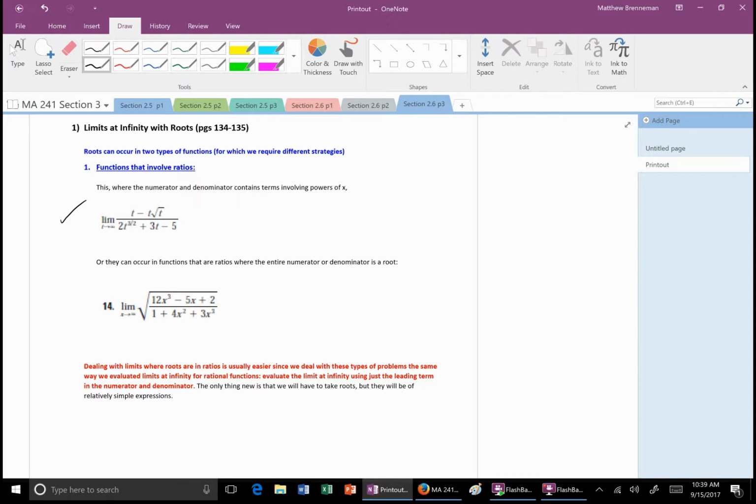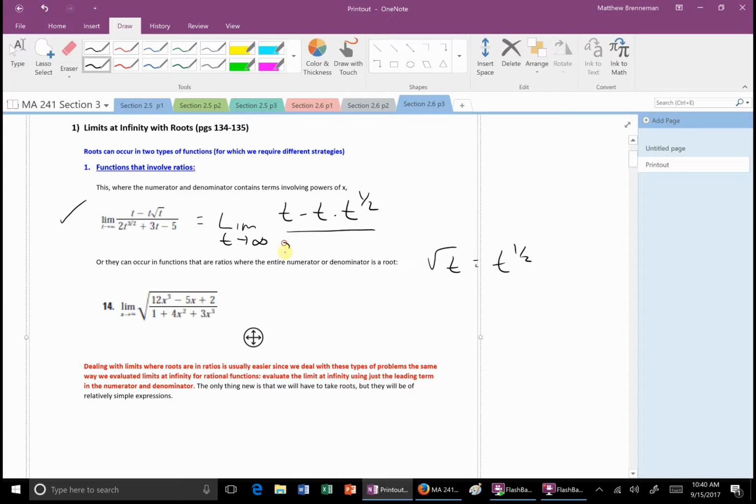So t times the square root of t. What's the power of that? I have to express it as a power, right? So I have to convert that root to a power. I'm going to use the fact that the square root of t can be written as t to the 1/2, right? So now I'm going to have t minus t times t to the 1/2 over 2 t to the 3/2 plus 3t minus 5. So roots, we're going to have to convert to fractional form.